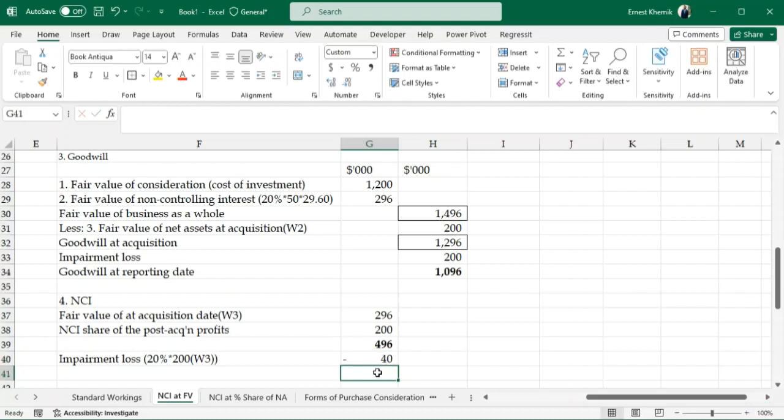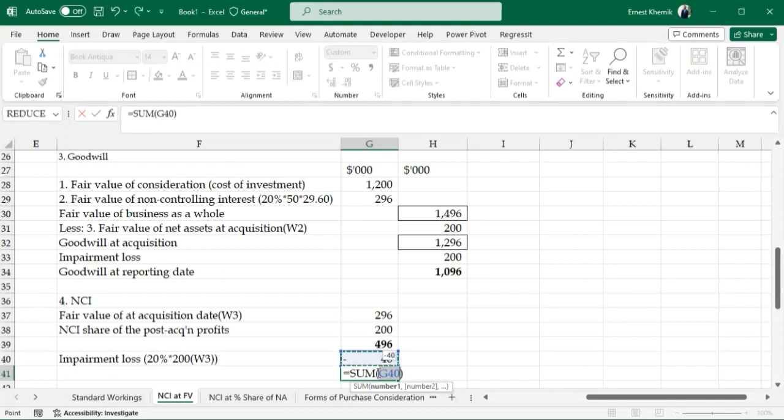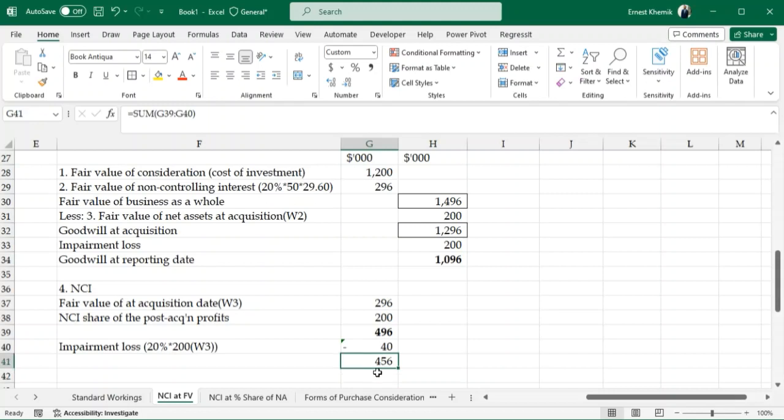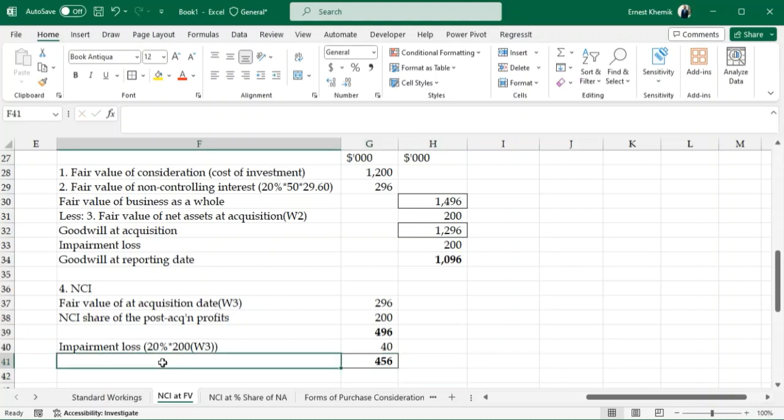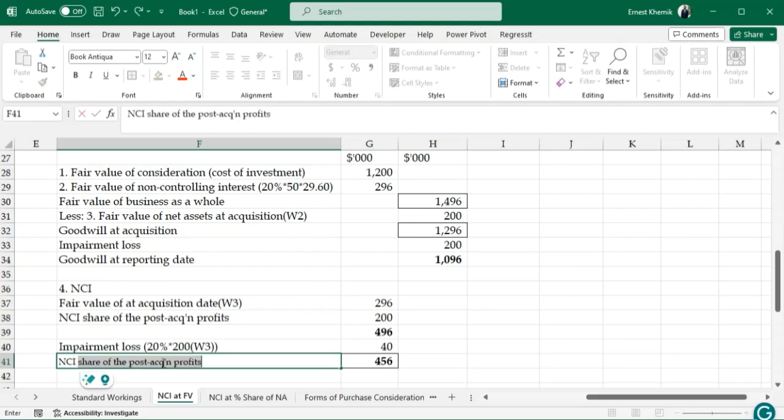So that when I add these two together, I can get my non-controlling interest figure. So let me just make this 40, so that I will have this particular figure minus the impairment loss to get my non-controlling interest at the reporting date. So this becomes our NCI at reporting date.